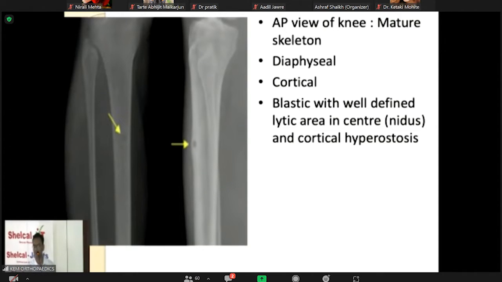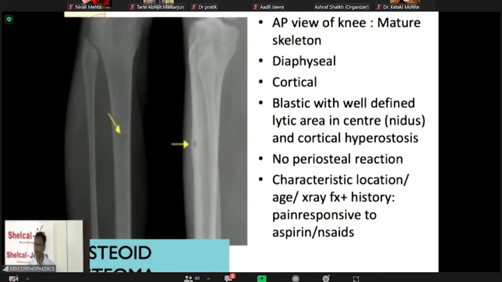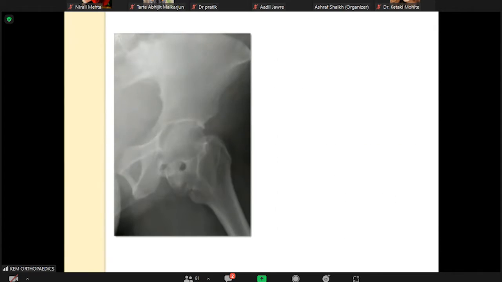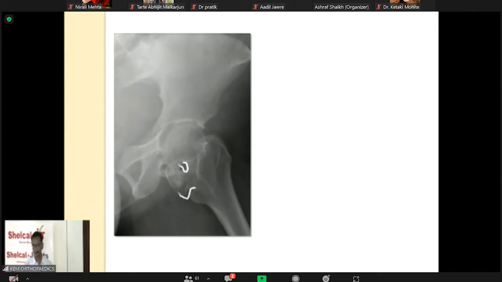Blastic and well-defined area with the cortical hyperostosis surrounding the lesion. Osteoid osteoma. No periosteal reaction. Classic history, osteoid osteoma. This is what we also discussed in one of today's cases.